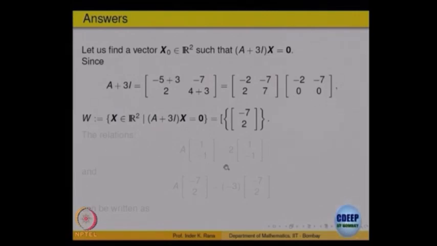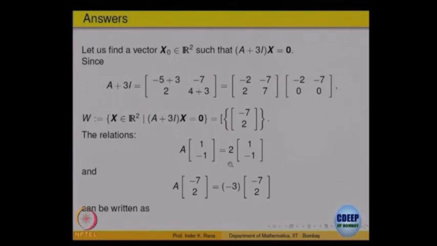So, solve that. What I get is 2 vectors and 2 scalars with the same property for this matrix: A applied to 1 minus 1 scales it by 2, and this vector is scaled by minus 3, right. So, let us try to combine these two in one equation. How do I combine that in one equation? I want to write one equation where both of these are captured.